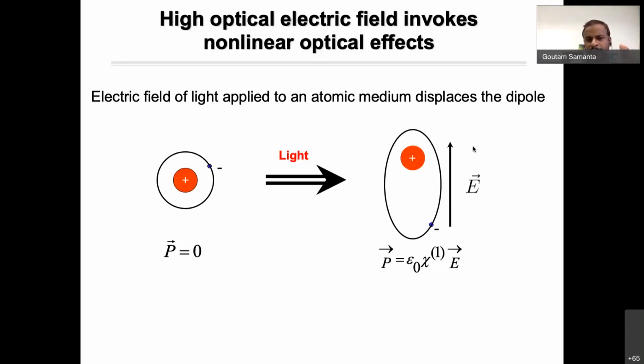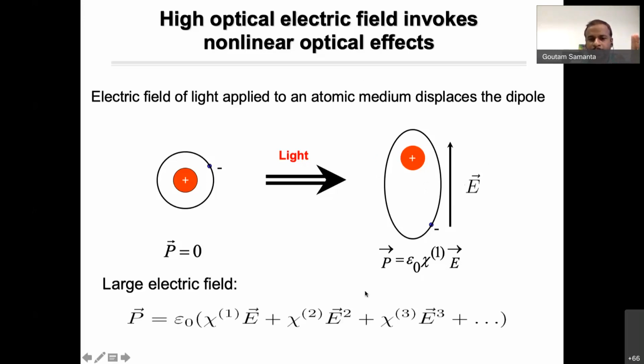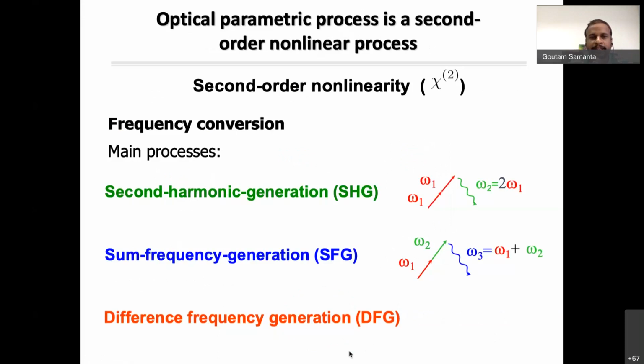Now, if we keep on increasing this electric field, then the polarization will no longer be linear, so you have to add some additional terms. These are higher order terms. This is the first order term, which is the linear effect. Then there are the second order, third order, and fourth order terms. But today I will be concentrating just on the second order effect, or Chi2 processes.